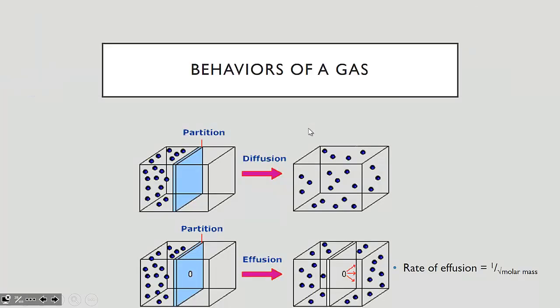Now, gases will fill the space they're in. They will do this by Brownian motion, colliding with one another. This process is known as diffusion. If you have a gas with high concentration, it will eventually spread throughout the room.